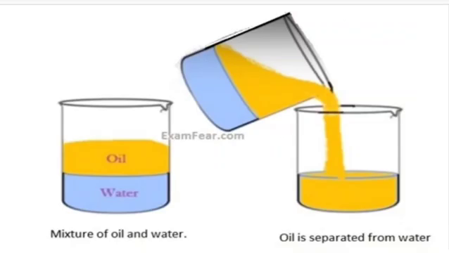This picture shows how we can separate oil and water. You can see in the first picture that oil and water make two separate layers. The top layer is of oil, and the second picture shows that by decantation we can separate oil from water, by pouring oil into another vessel, and this is decantation. So sedimentation and decantation methods can be used to separate oil and water. Okay.